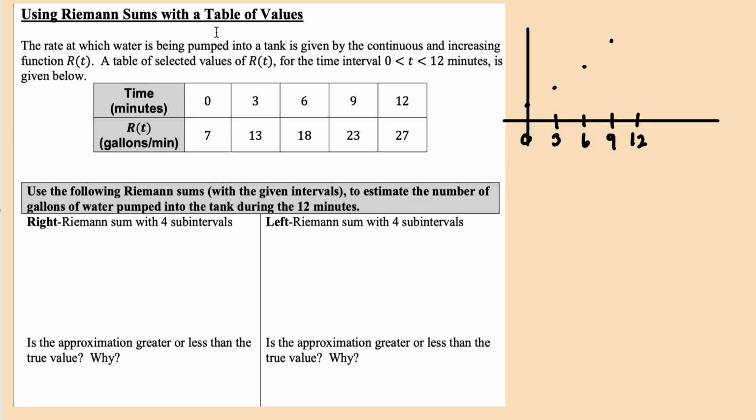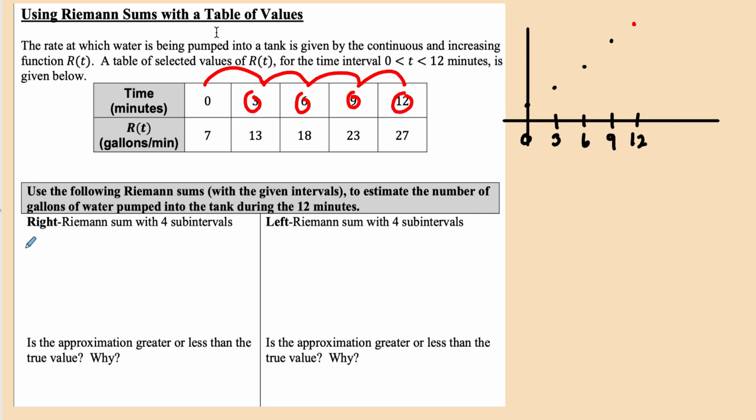Let's take a look at Riemann sums using a table. And so here's a quick graph of the table. It looked like they were all increasing here. So I'd like to figure out the right Riemann sum. Right Riemann sum means I would be taking a look at every interval and looking at the right endpoint. These are all right Riemann sums.